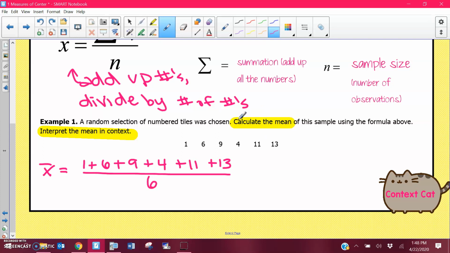Again, type this in your calculator. Please don't try to do this in your head. Once I type this in my calculator, I get that the answer is 7.33. We're going to round to 2 decimals unless they ask me someplace else.